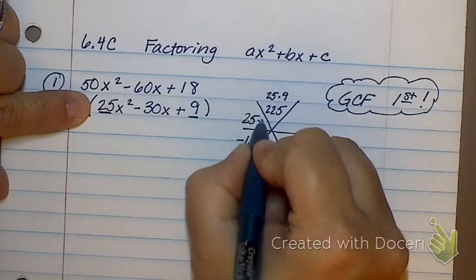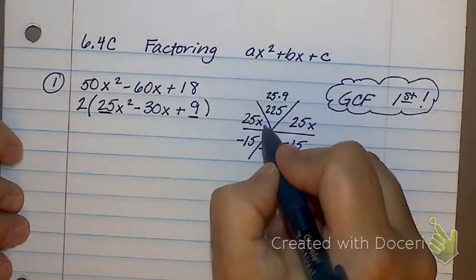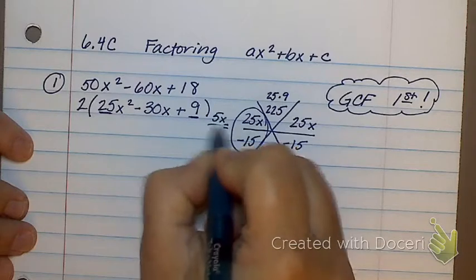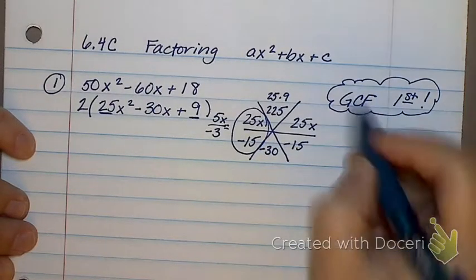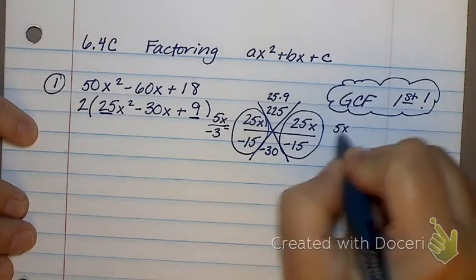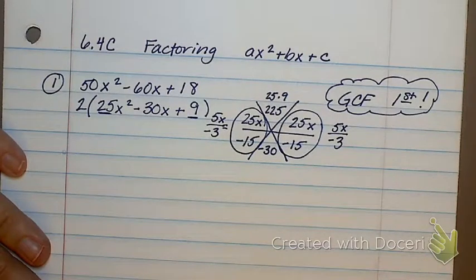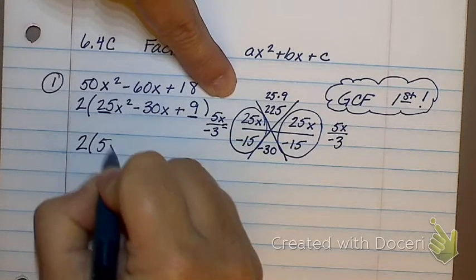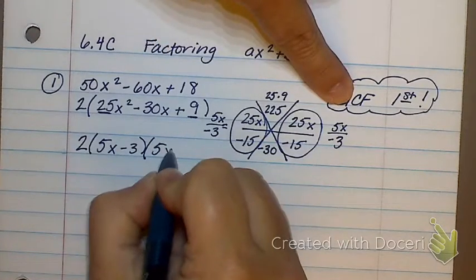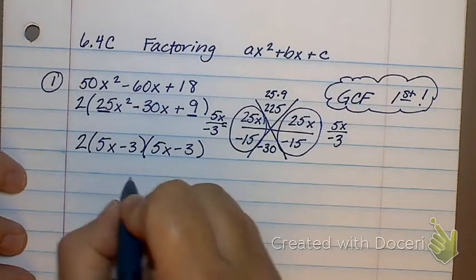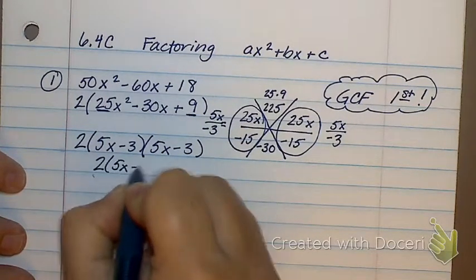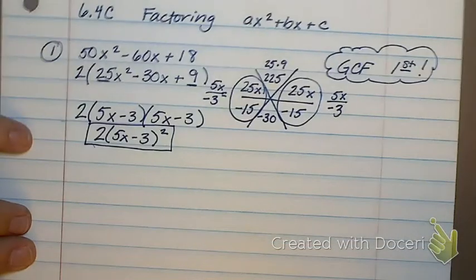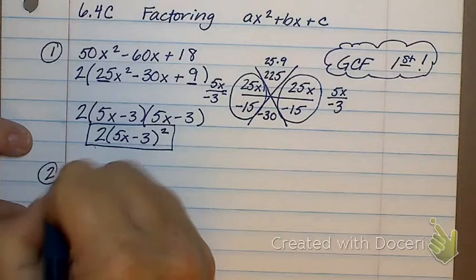25x and 25x. What does this reduce to? If it reduced like a fraction, 5x over negative 3, right? Just like a fraction. Same thing on the other side. What does that tell me if both of those reduce to the same thing? The parentheses are going to be the same. So in other words, I have a 2 out in front. I have 5x minus 3, and I have 5x minus 3, but we don't want to write it like that. We want to write 2 parentheses 5x minus 3 squared is how we want to write our answer. Same stuff as you would expect, right? Those were kind of big numbers, but that's okay.